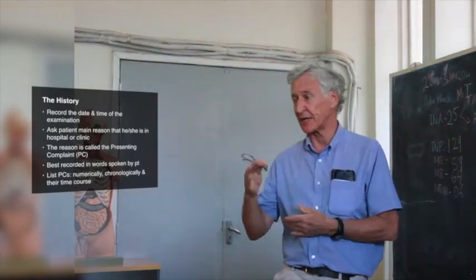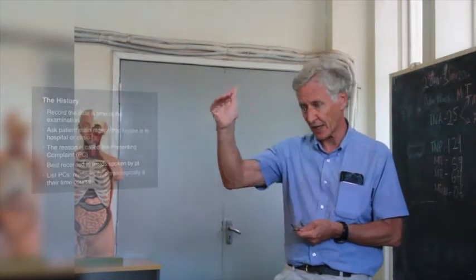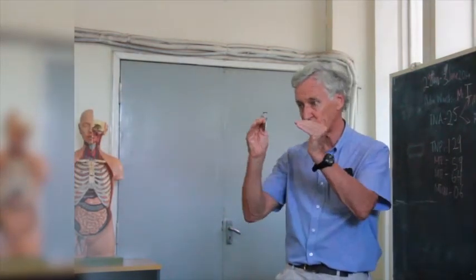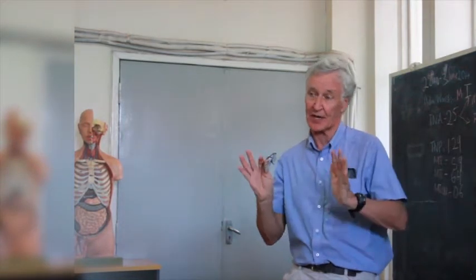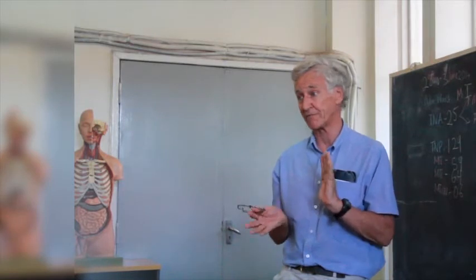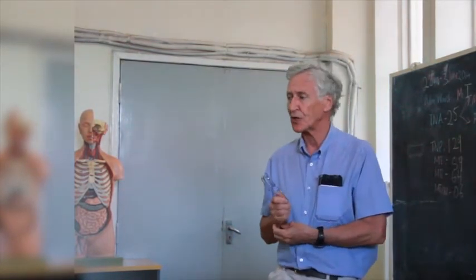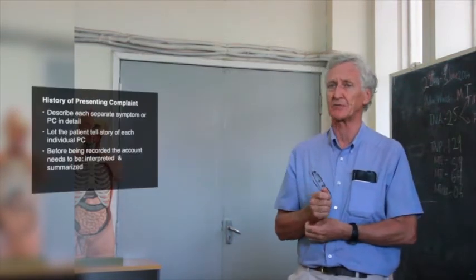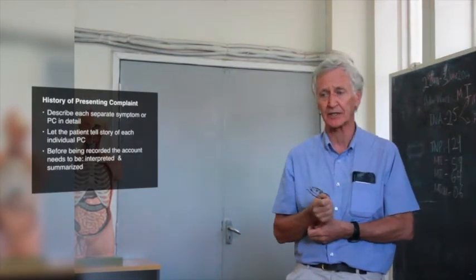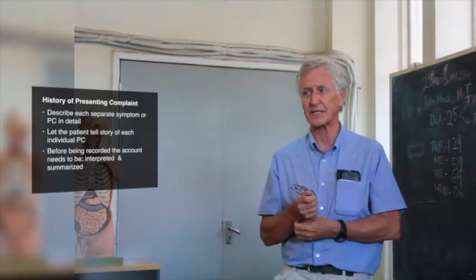And we list them in terms of their chronological order. In other words, when they occur, or if they occur in sequence or at the same time, you just list them. In summary then, you may have 1 or more presenting complaints listed. Now we go on to the most important part, which I think is the history of the presenting complaint. And that involves describing each presenting complaint in detail.